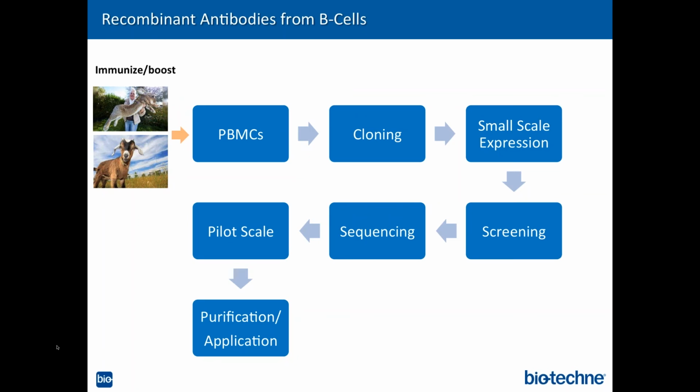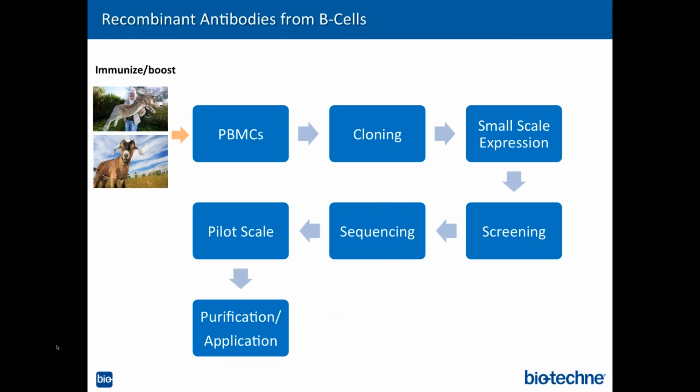Those get sequenced, they go to a pilot scale, they go to purifications. Again, all application testing is repeated at that point to make sure that what we picked initially is still the same result that we're obtaining the second time around. So we're building the validation and the robustness right into the development system for our antibodies from the beginning.